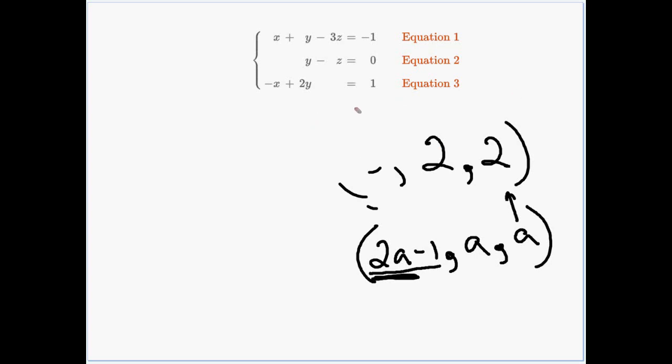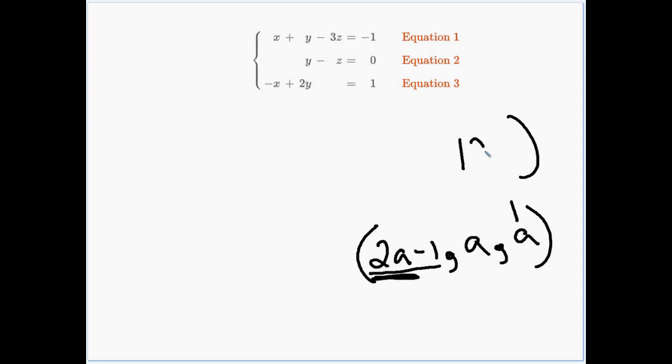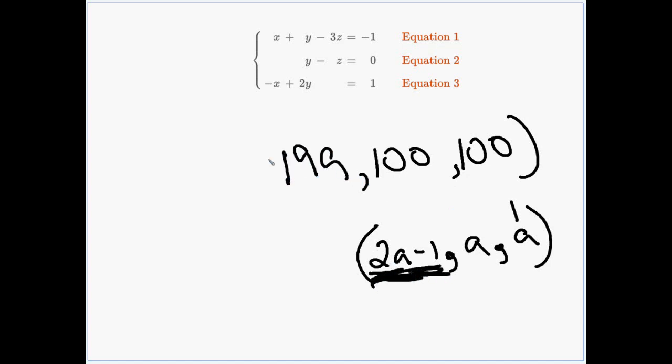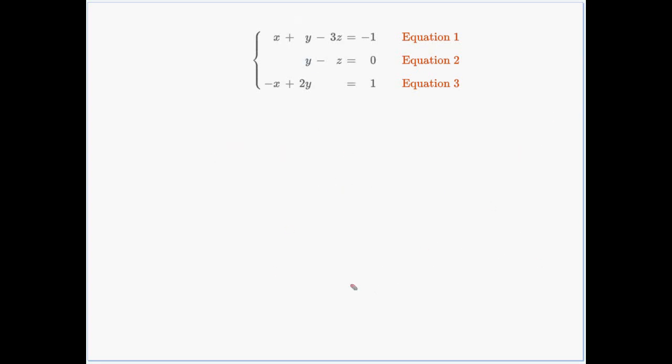I could do this forever. I could let my z value, my a, be 100. My y value would also be 100, and my x would be 2 times 100 minus 1, 199. So this would also work in the system. So there are infinitely many solutions.